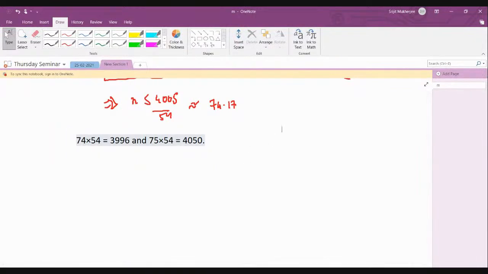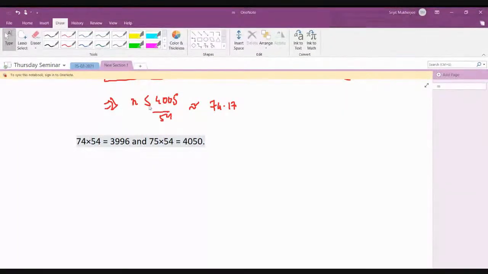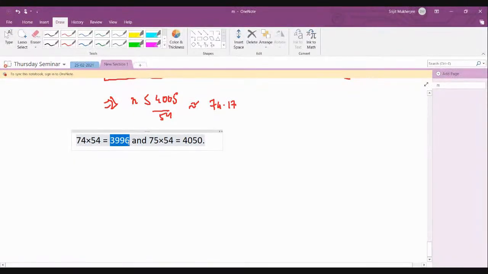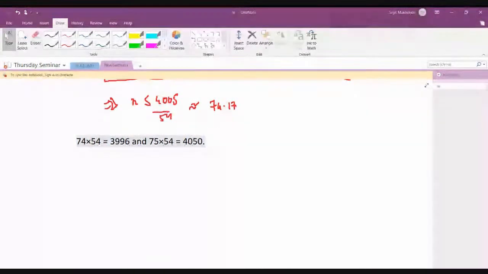We know that 54 into 74 is 3996, so if n is less than or equal to 74, 54 is the point at least. And 75 cannot happen, or maybe it can be equally distributed. So let's retake the cases. Suppose 74 people have at least 54 points.